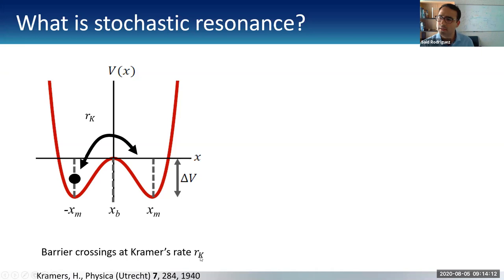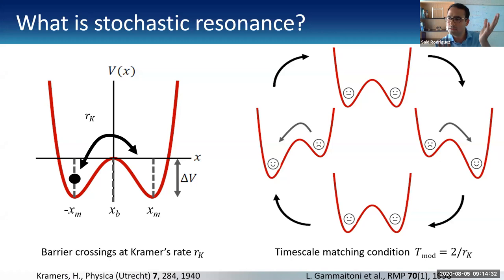So this was explained by Kramers already in the 40s. And that time depends basically exponentially on the height of the barrier and the noise strength, so kT in this case. So take such a system, and now imagine that we modulate it periodically so that we tilt the barrier, so that we tilt the potential one way and then another, right? So we do this periodically as shown here.